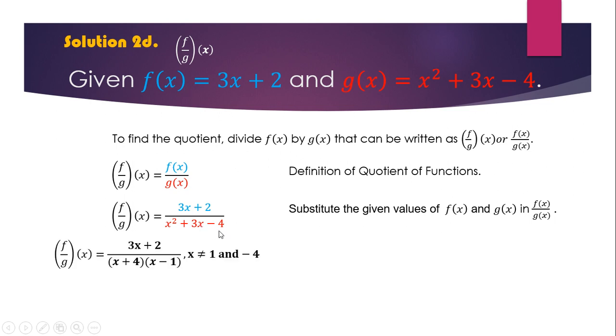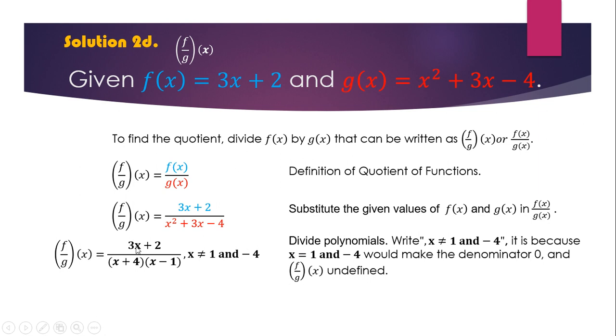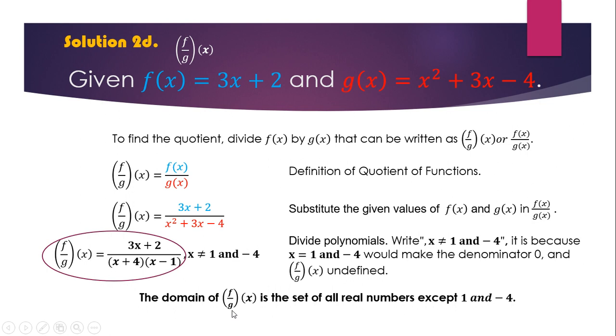Then after that, divide these two polynomials. And we are going to write x not equal to 1 and negative 4 since we're going to factor the denominator, and those values should not be included in the domain. It is because those values would make the denominator equal to 0 and will make f over g of x undefined. So therefore, the domain of f over g of x is the set of all real numbers except 1 and -4.